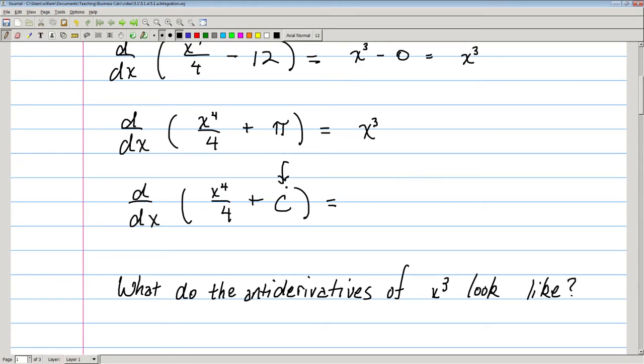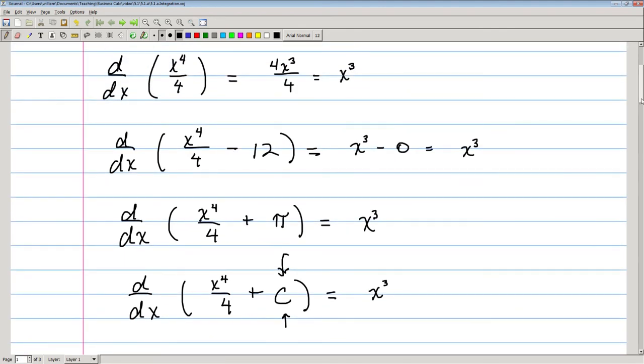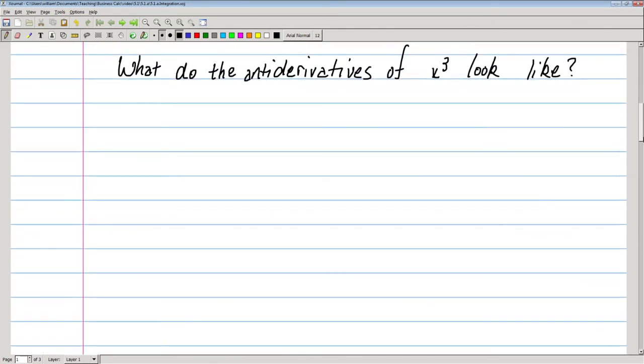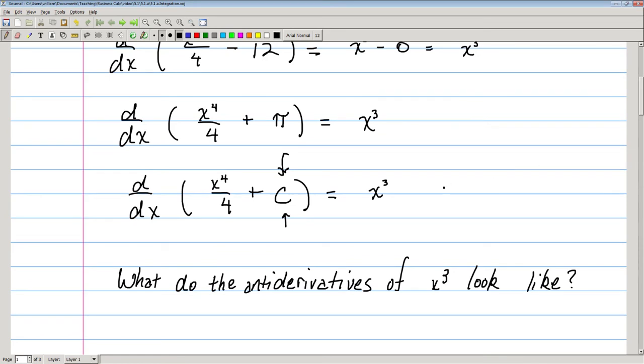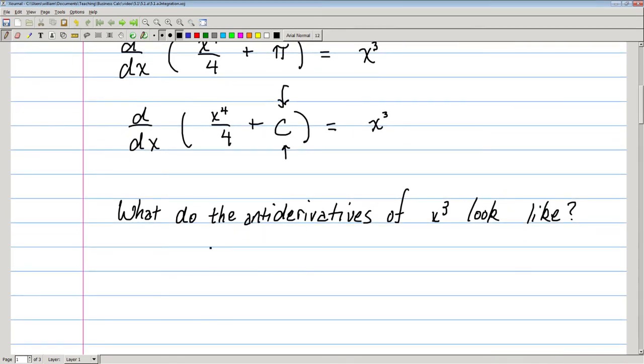In fact, if c is any real number, it doesn't matter what it is, the derivative of this expression is going to be x cubed plus 0. And so all of these expressions have the same derivative. So we ask ourselves, what do the antiderivatives of x cubed look like? Well, they look like x to the fourth divided by 4 plus any real constant, because they all have the same derivative, x cubed. And we call this a family of functions because they all have the same derivative.